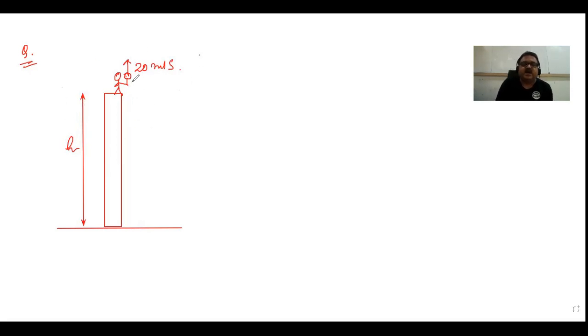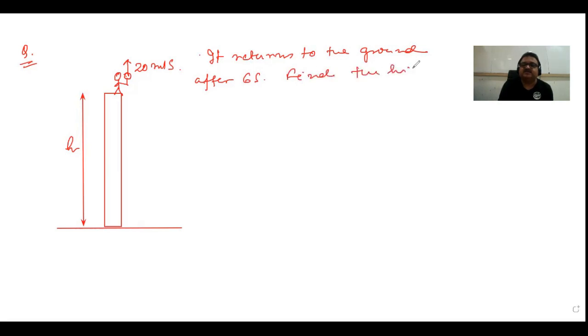A man is throwing a ball in vertical upward direction with a speed of 20 meters per second. Given it returns to the ground after 6 seconds. Find the height of the tower.